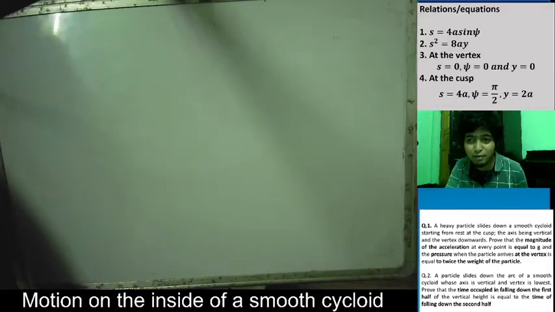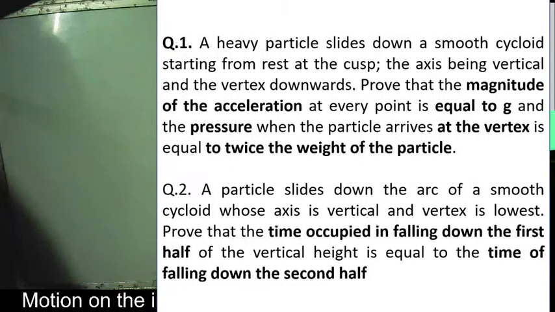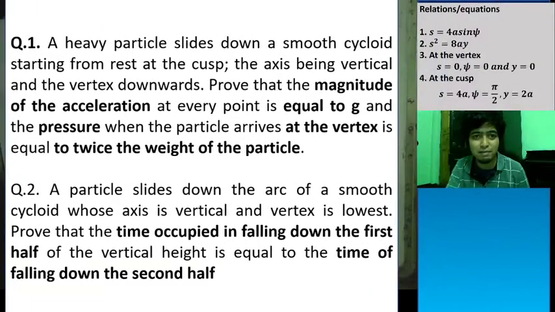Welcome back. Today we will do some exercises on the motion on the inside of a smooth cycloid. We will try these two exercises today. The question: a heavy particle slides down a smooth cycloid starting from rest at the cusp, the axis being vertical and the vertex downwards. Prove that the magnitude of the acceleration at every point is equal to g and the pressure when the particle arrives at the vertex is equal to twice the weight of the particle.